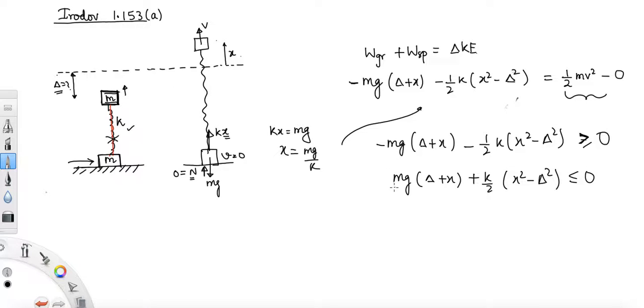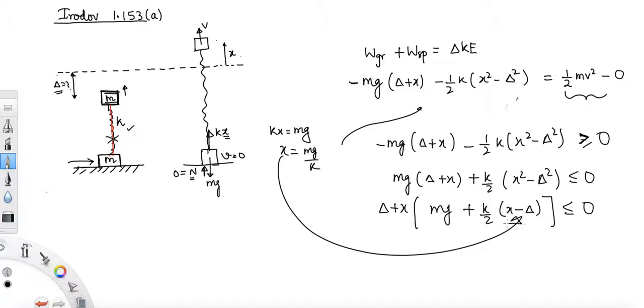We have multiplied by minus 1 on both sides, and take delta plus x as common. It becomes (mg plus k over 2 times (x minus delta)) times (x plus delta), since x square minus delta square is (x plus delta) into (x minus delta), where I have taken x plus delta as common, and that is less than or equal to 0. Plug this value here and we get the value of delta, and this delta comes out to be greater than or equal to 3 mg over k, and that's the final answer.